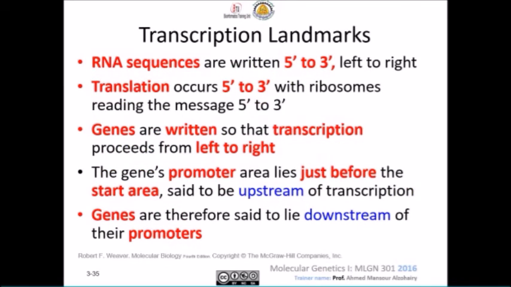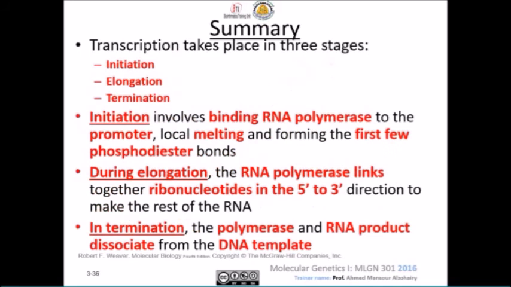So we have now the transcription landmarks, to know the main points in this process. RNA sequences are written from 5 prime to 3 prime, left to right. Translation occurs from 5 prime to 3 prime, with ribosomes reading the message from 5 prime to 3 prime. Genes are written so that transcription proceeds from left to right, from 5 prime to 3 prime. The gene promoter areas lie just before the start, said to be upstream of the transcription. Genes are therefore said to lie downstream of their promoter.